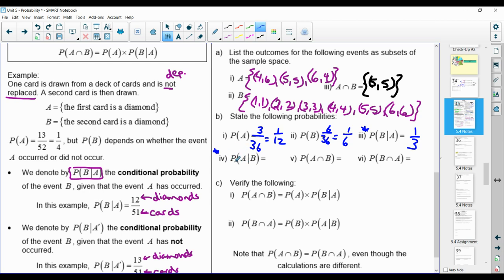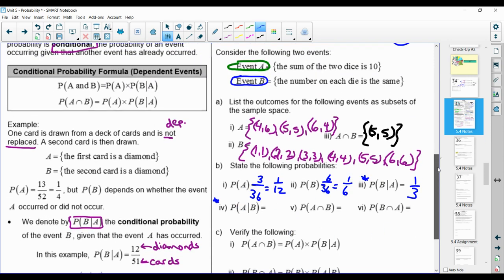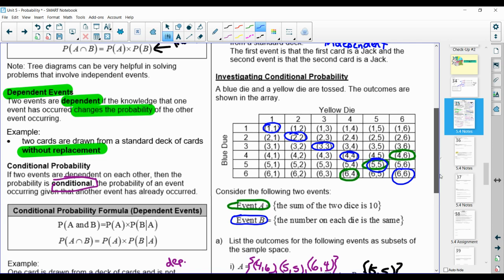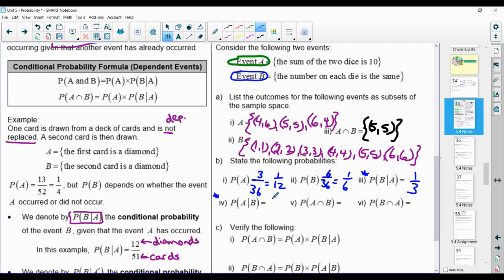Now, for the second one here, the probability of A given B. So the probability of A given B, well, that means that we already know that we have the same number on each die. So there are 6 times that there is the same number on each die, and of those 6 times, one of them sums up to 10. So this is going to be 1 over 6. Now what you might want to note is that the B value here was 6. That became our denominator. The A value here was 3. And so you'll see this a few times as we go through some of the examples.